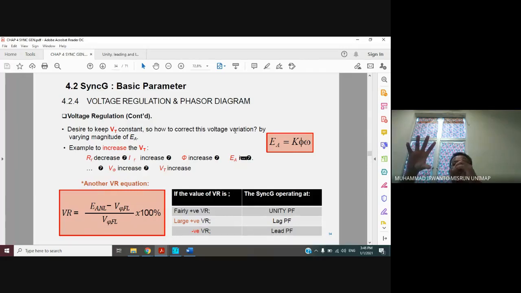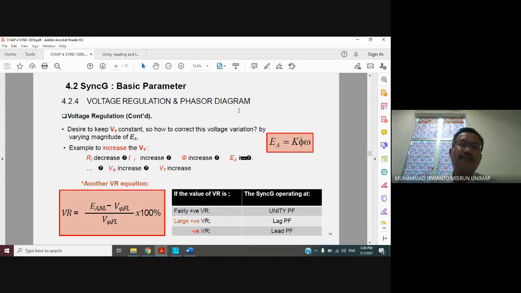This kind of condition we do not want. We must maintain it at 13 kV. Now, how to maintain? How to keep the terminal voltage constant? The field voltage or field current should be injected into the rotor winding. This is the condition for a stable voltage.